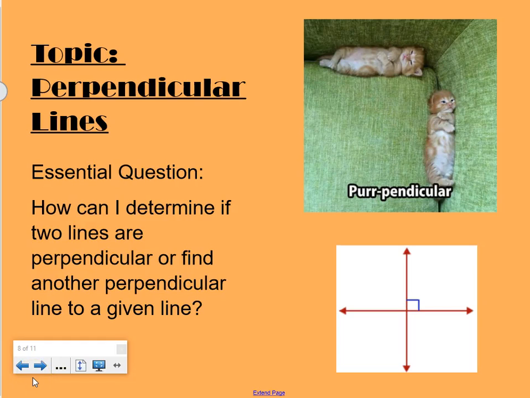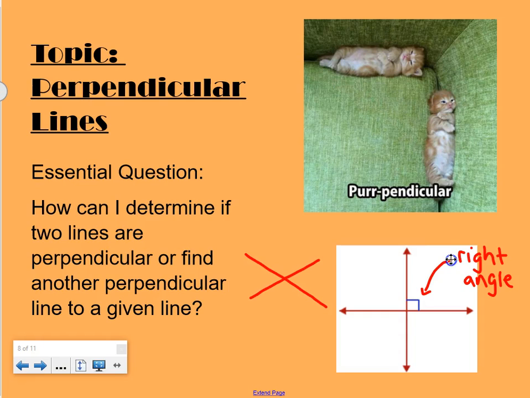Today we're going to be discussing perpendicular lines. So our essential question is, how can I determine if two lines are perpendicular or find another perpendicular line to a given line? Perpendicular lines are special in that when they intersect, they make a right angle, a 90-degree angle. Lines can intersect all they want.